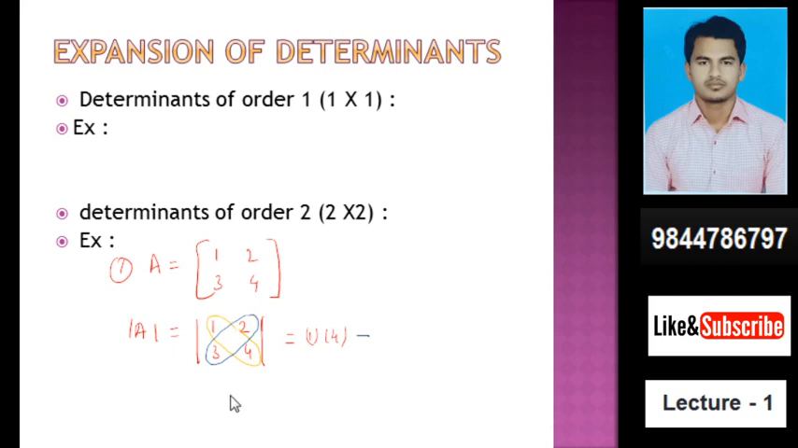Now what happens? That is 2 into 3. Simplify. 4 into 1 is 4, minus 3 into 2 is 6. What is the value? 4 minus 6 is minus 2 as the resultant. This is the value of the determinant.